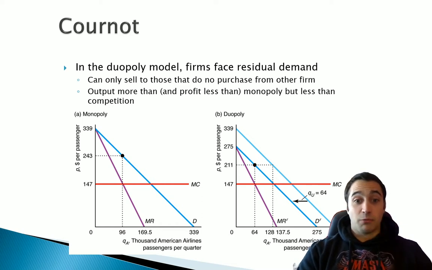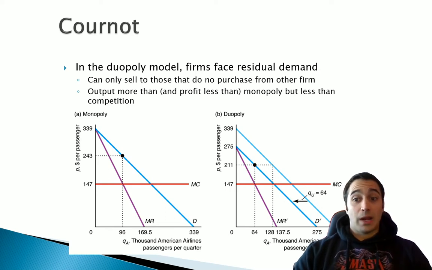So you picture on the left, we have a monopolist. They set marginal revenue equal to marginal cost, trace up to the blue demand line, get your price, and then they've maximized their profit. If you are a duopolist competing via quantities, you might observe the full demand to be this light blue line. But if the other guy is selling, say, 64 units, you can only sell to what is called the residual demand.